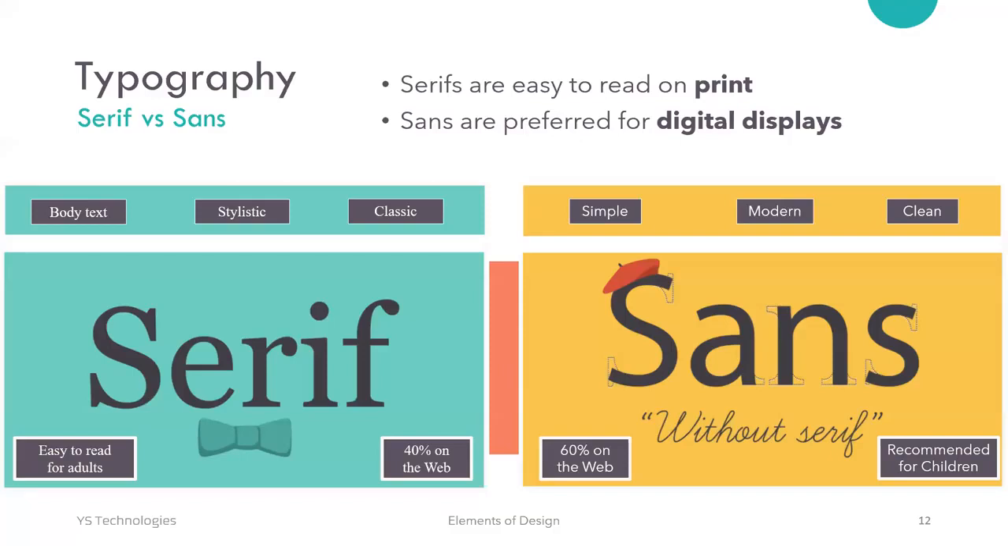So to conclude, large bodies of text will use sans serif, or fonts without serif. And for headings, or if you want to create a stylistic impression, if you want to give it a classic look, then you will use serif selectively.